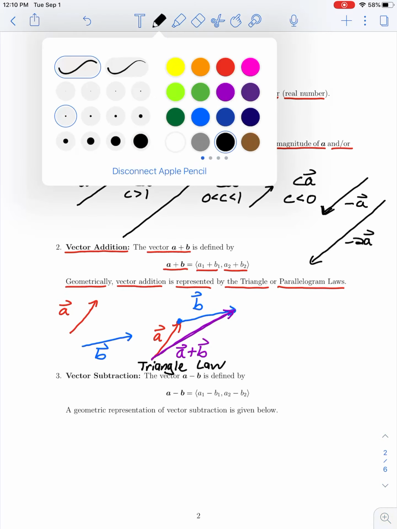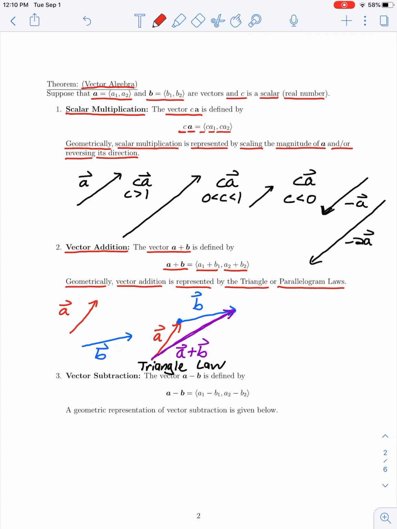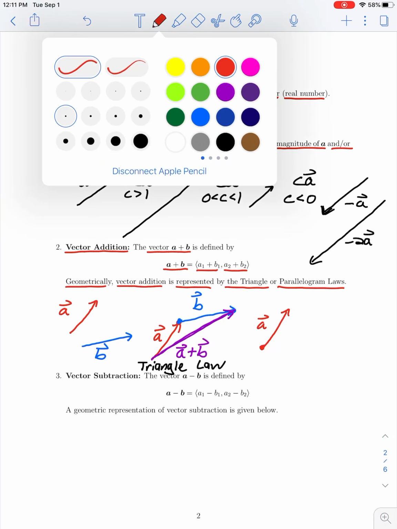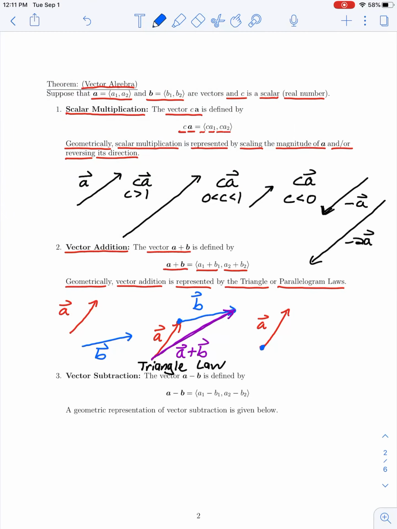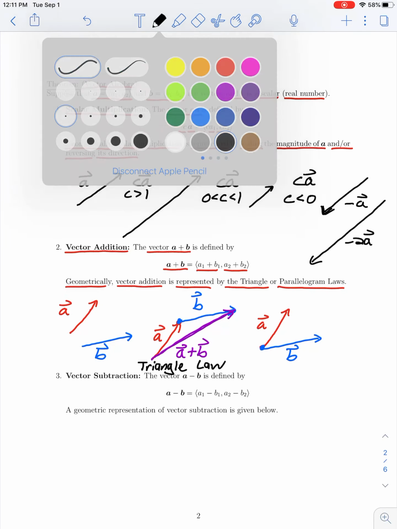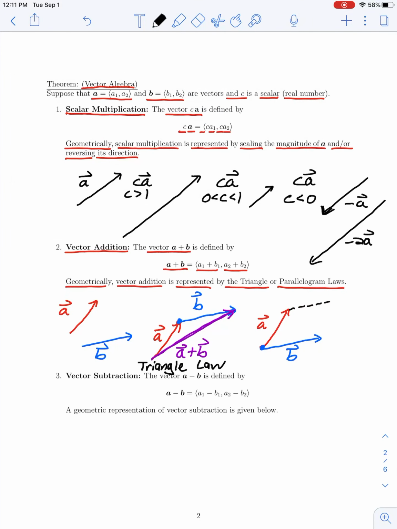Now an alternative approach here would be the parallelogram law. So we could take the vector A, or its representation, and at the initial point of A, I'm also going to place the initial point of my vector B and draw its representation. So the sum of A and B would be the vector that spans from the same initial point of A and B across the parallelogram that would be defined by these vectors.